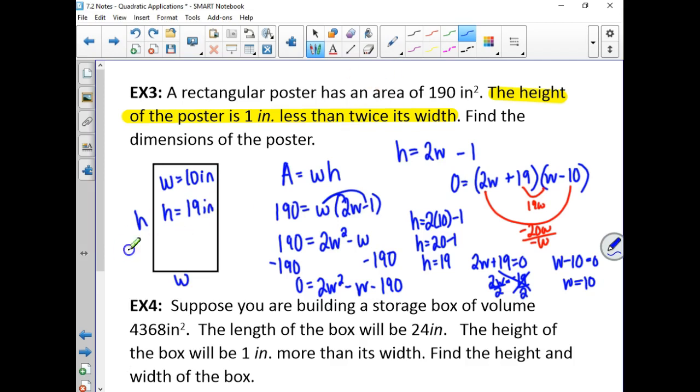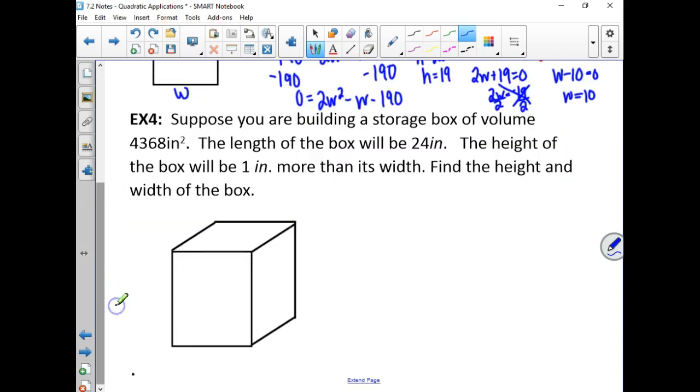Our last problem is a little bit different, because our last problem deals with volume, and there's actually a typo on this problem. It says 4,368 inches squared. It should say cubed there because volume is measured in inches cubed. So you're building a storage box of volume 4,368 cubic inches.